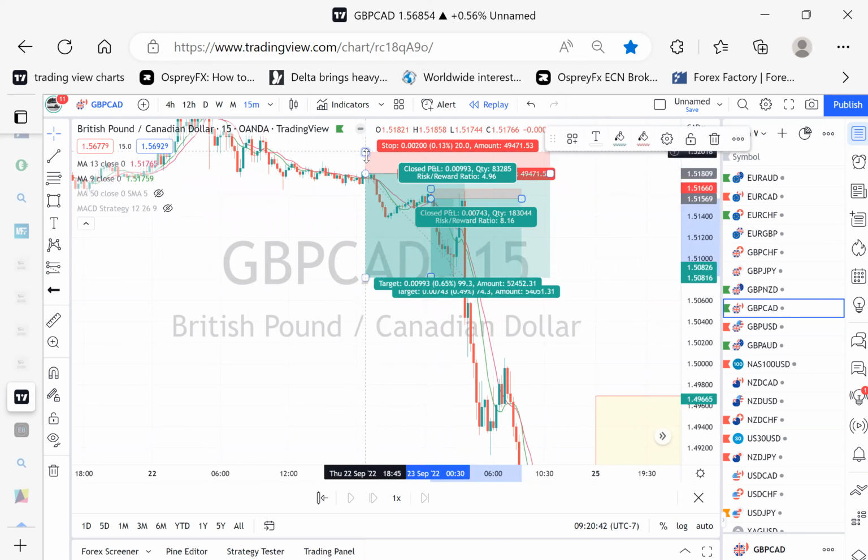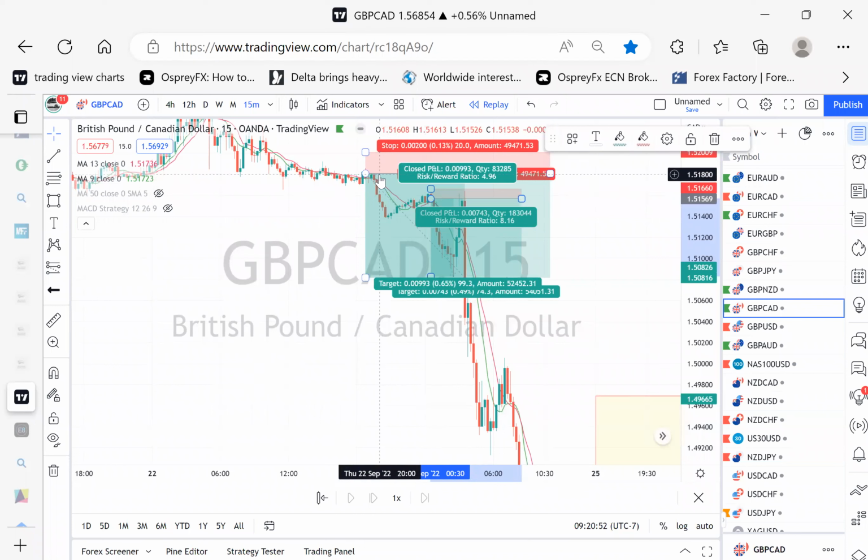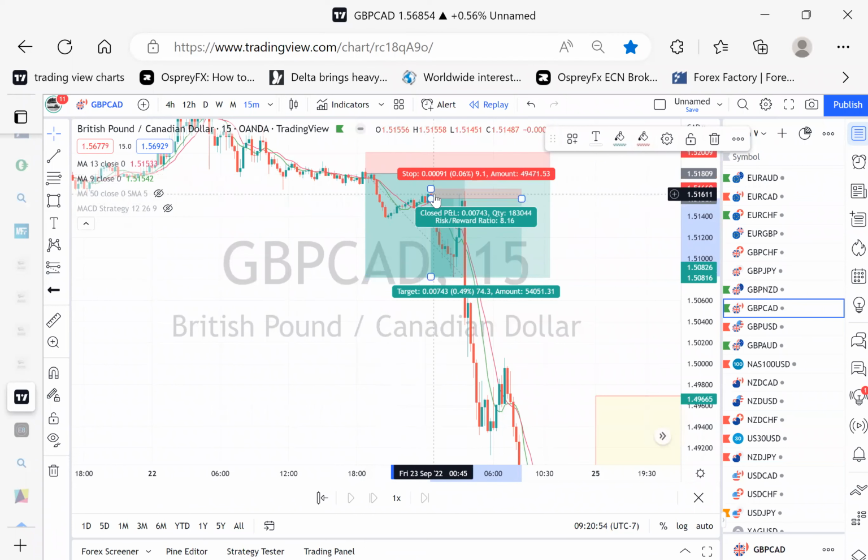You can move this stop loss to entry, so you're risking nothing on this first trade. Now I'm risking 1% on the second trade to make 8%. So I'm going to still make the 5% for my first trade. Now the second trade on the same move, I'm going to make 8%. 5 and 8 is 13%.